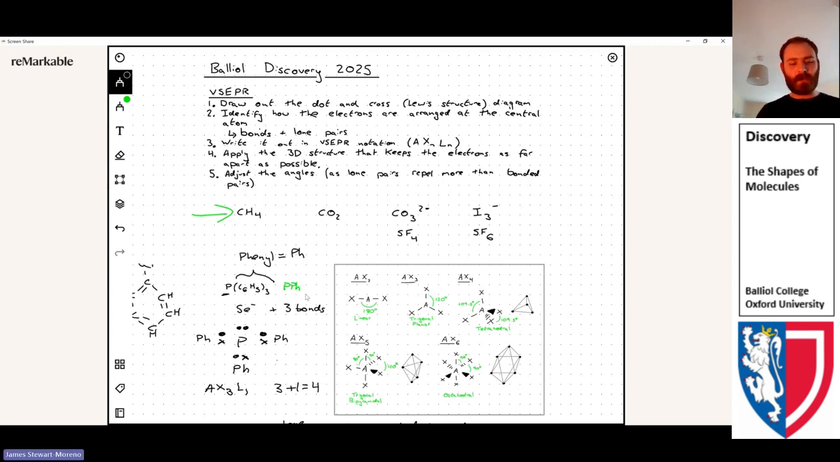Does the VSEPR model work for any molecule? No, and spoiler alert, we're coming to that in a little bit. It works for a lot of them, but what's VSEPR? This is VSEPR, this theory that I'm telling you about here. Valence shell electron pair repulsion. Basically, in your valence shell, the electrons will repel each other. And that's how we can come up with the shapes of the molecules that we're dealing with here.